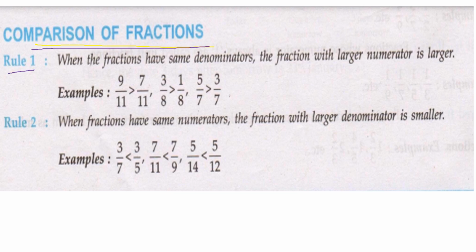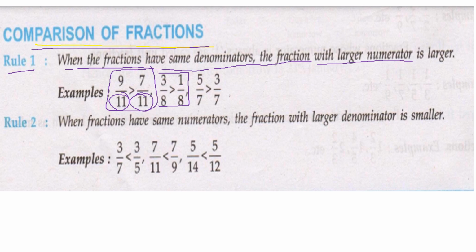What is your rule number 1? When the fractions have same denominator, the fraction with larger numerator is larger. Example, see, same means like. These two have same denominators. These two have same denominators. So how are you going to compare them?